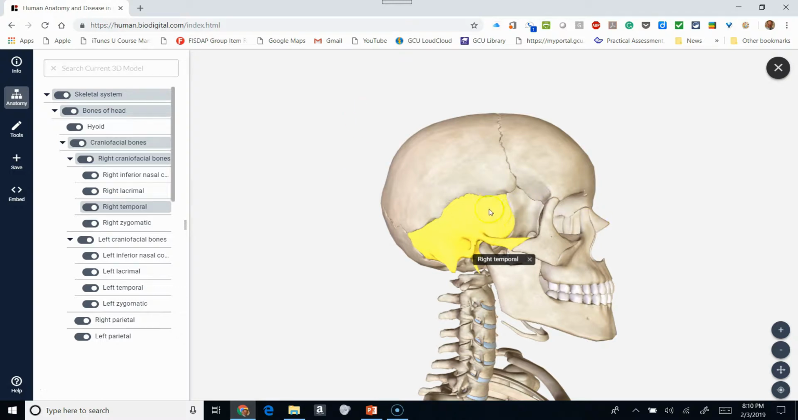So one of the things that occurs in this temporal area is that it's very thin, and that means that sometimes when people hit their head in this area, it can actually sever an artery that lies just beneath there. And when you get into head injuries and head trauma, you identify that that could become a problem later on.